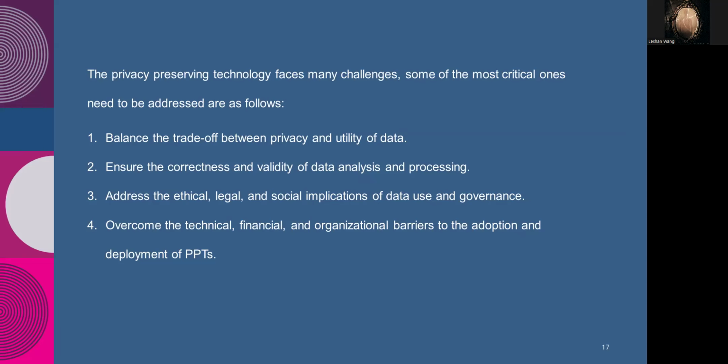The first is balancing the trade-off between privacy and utility of data, because the more privacy you preserve, commonly the less utility or value you get from the data. That's the trade-off you need to consider. Second is to ensure the correctness and validity of data analysis and processing. Third is to address the ethical, legal, and social implications of data use and governance. That's the social justice part.